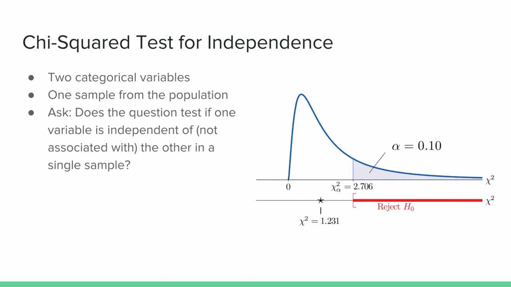To identify a chi-square test for independence, you should determine if the test involves two categorical variables concerning one sample from the population. A chi-square test for independence tests if one variable is independent of or not associated with the other in a single sample.